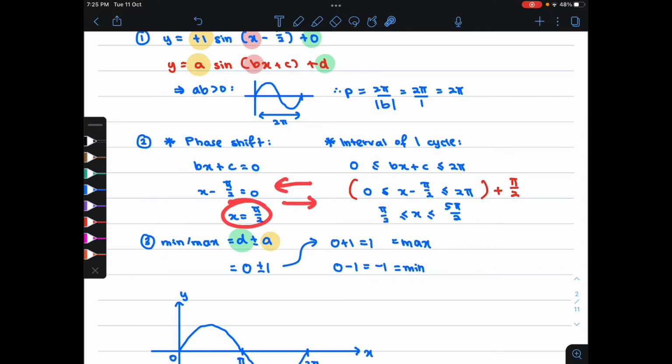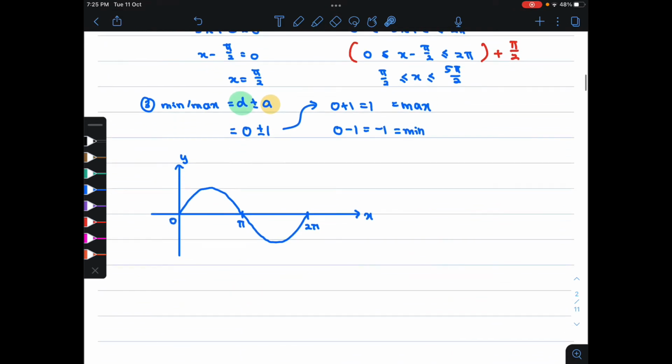So look at the value of your x, which is pi over 2. So this means that originally you have x equal to 0. Now you're gonna shift it so that it's gonna become x equal to pi over 2.